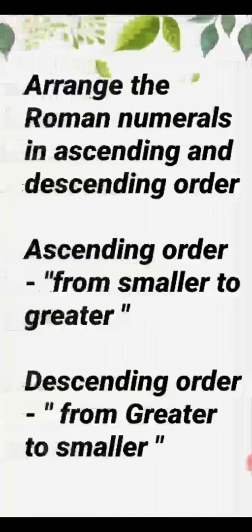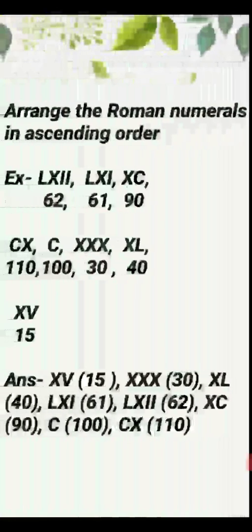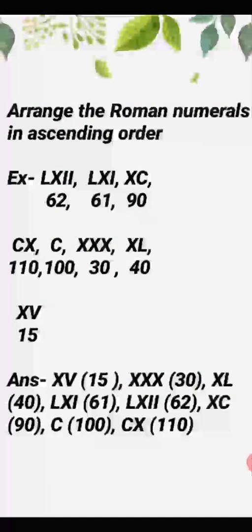Arrange the following numbers in ascending and descending order. Here we will learn how you can arrange Roman numerals in ascending and descending order. There are a few steps. In my previous video, we read ascending and descending order. Ascending order means from smaller to greater and descending order means greater to smaller. Look at this first question, children. Numerals will be given and you have to arrange them in ascending order.